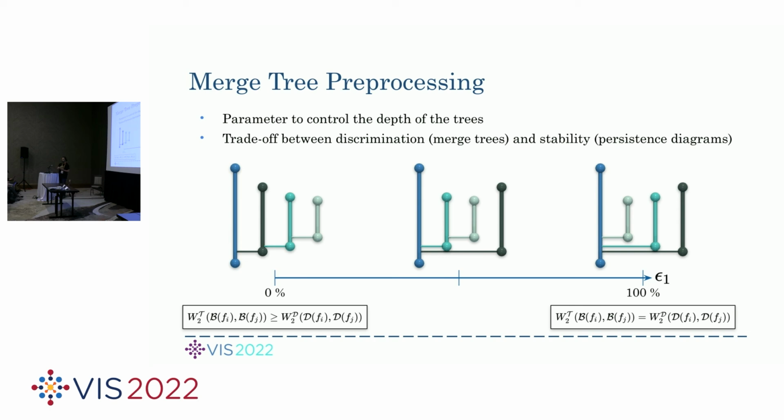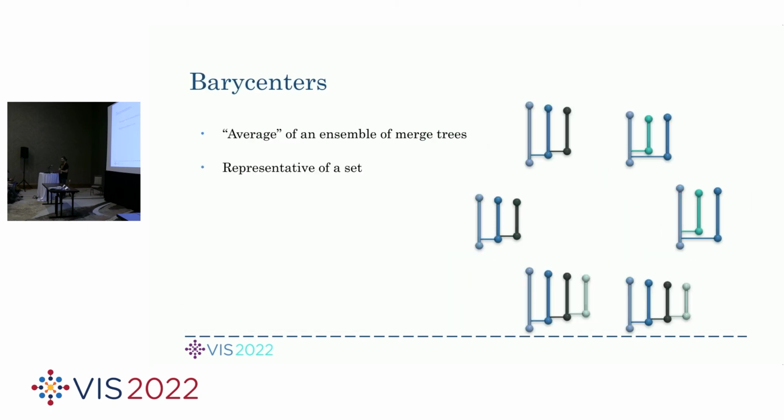And the more we decrease this parameter, the more the structure of the trees is taken into account. And this parameter can be seen as a potentiometer that allows to choose a trade-off between the merge trees and the persistence diagrams. So we also have been interested in the problem of a barycenter. That means finding an average merge tree of an ensemble of merge trees, like the national average in statistics, but here for the merge trees.